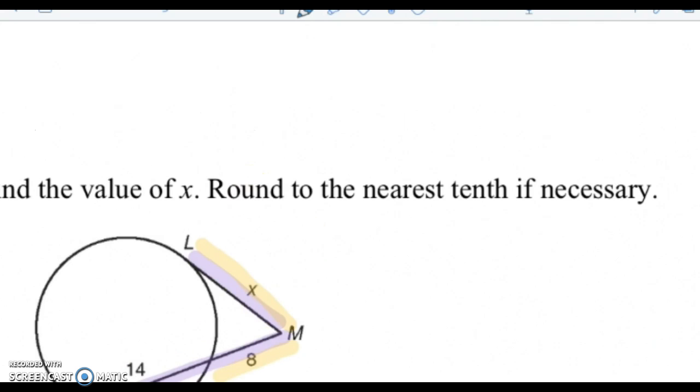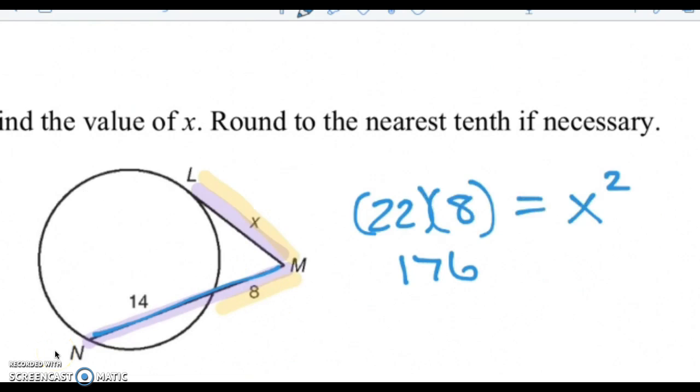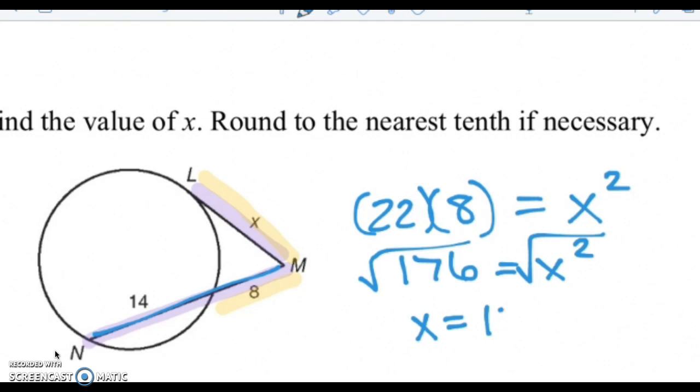So for the secant, I would do 14 plus 8, so 22, times the outside, which is 8, equals x times itself, or x squared. So 22 times 8 is 176. That equals x squared. And now I'm going to square root both sides. So x equals 13.3 to the nearest tenth.